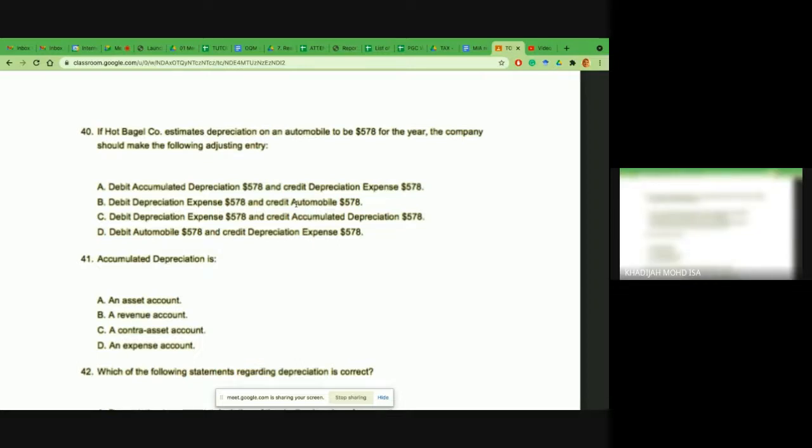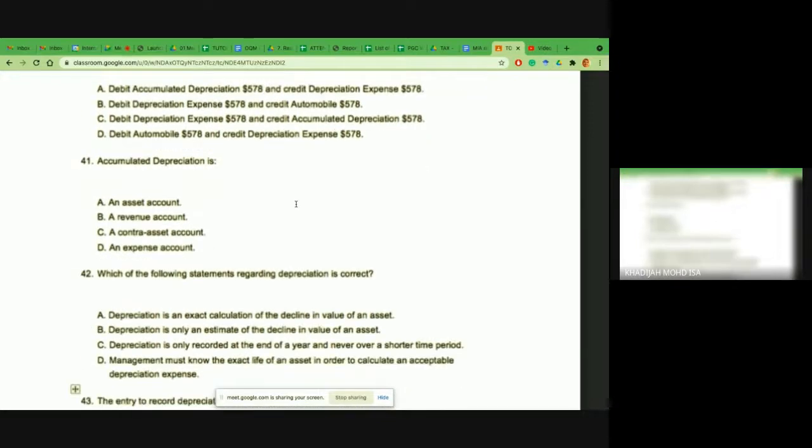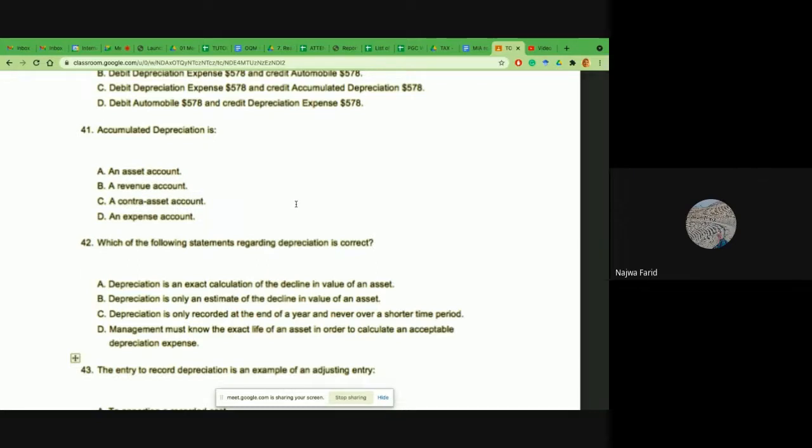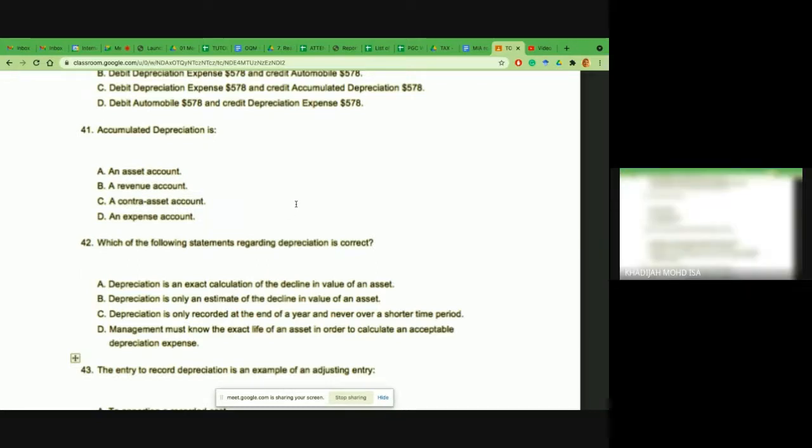Very good. What is an accumulated depreciation? A, B, C or D? C. Again, C, accumulated depreciation. It should be C. It's a contra asset account.